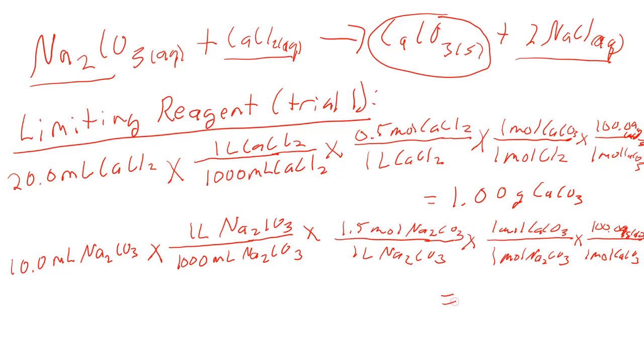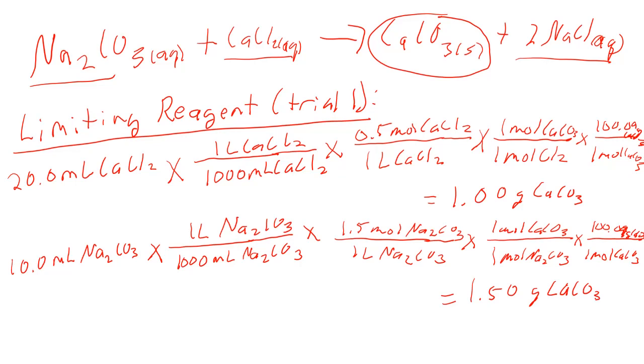Go ahead and put this into your calculator: 10 times 1.5 times 100.09 divided by 1,000, and see if you get the same answer I did. Rounding to the correct number of significant figures, I have 1.50 grams of calcium carbonate.